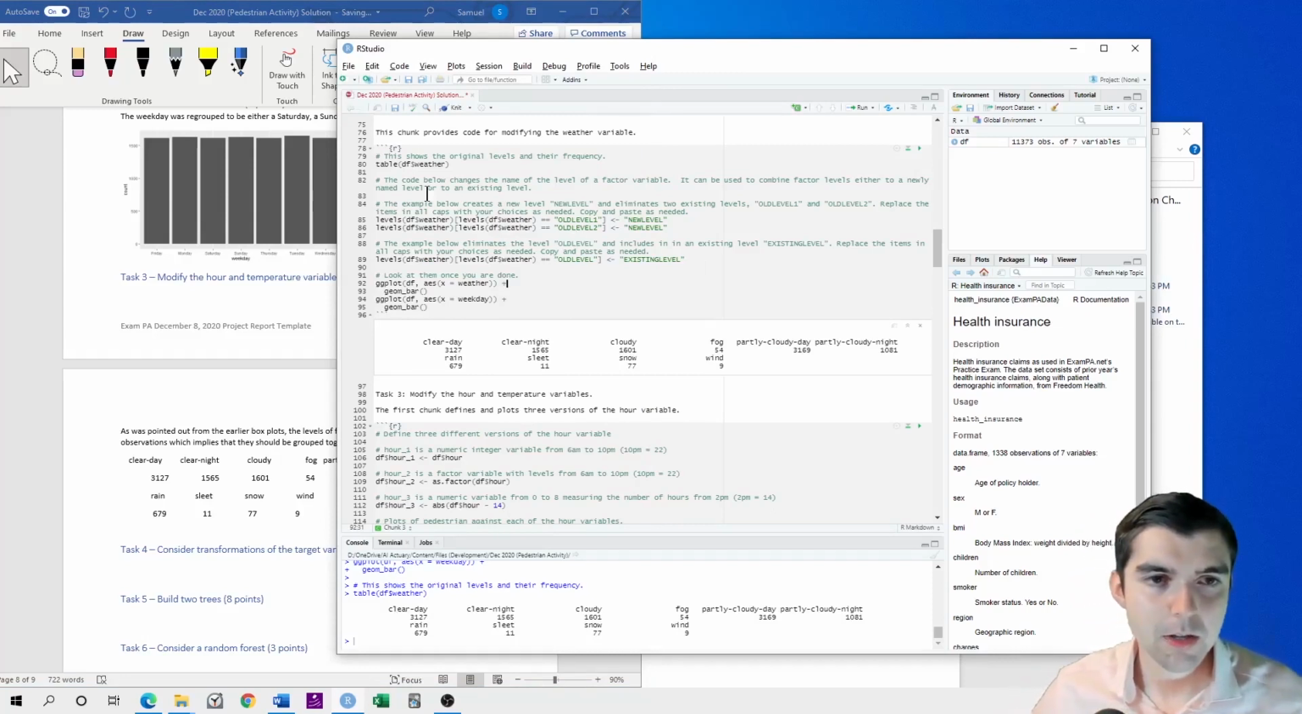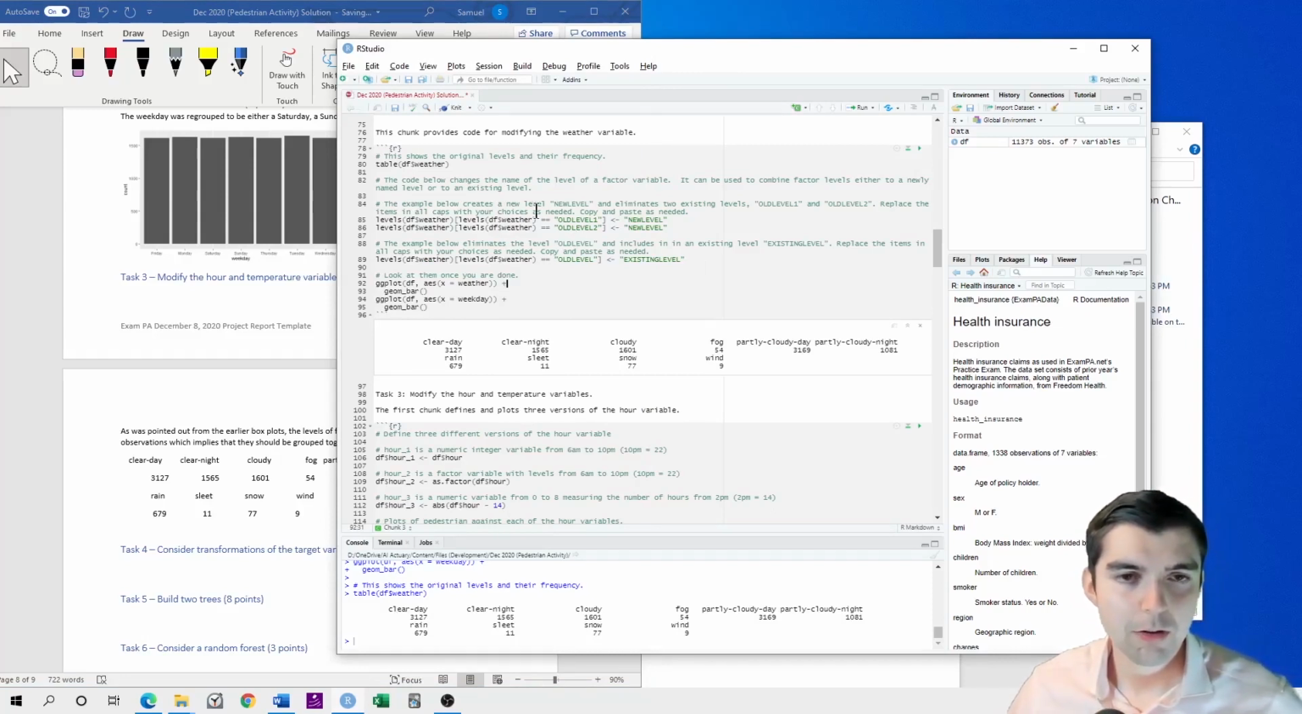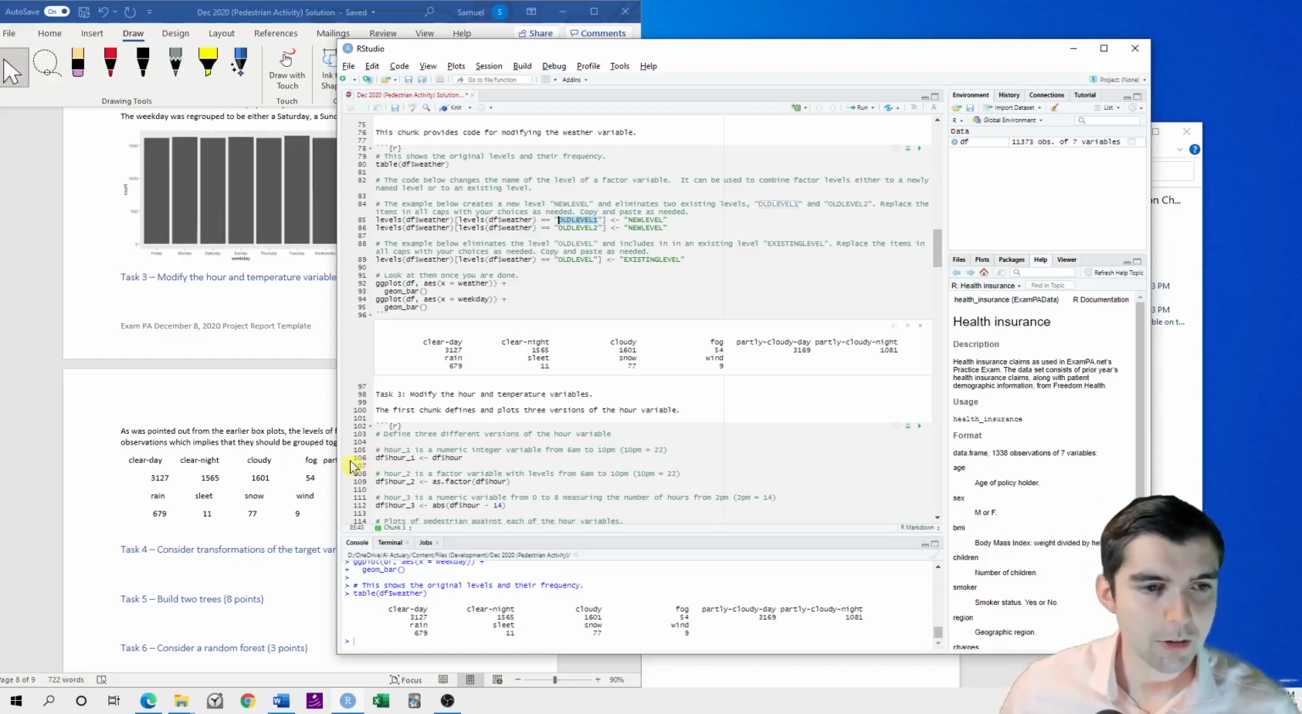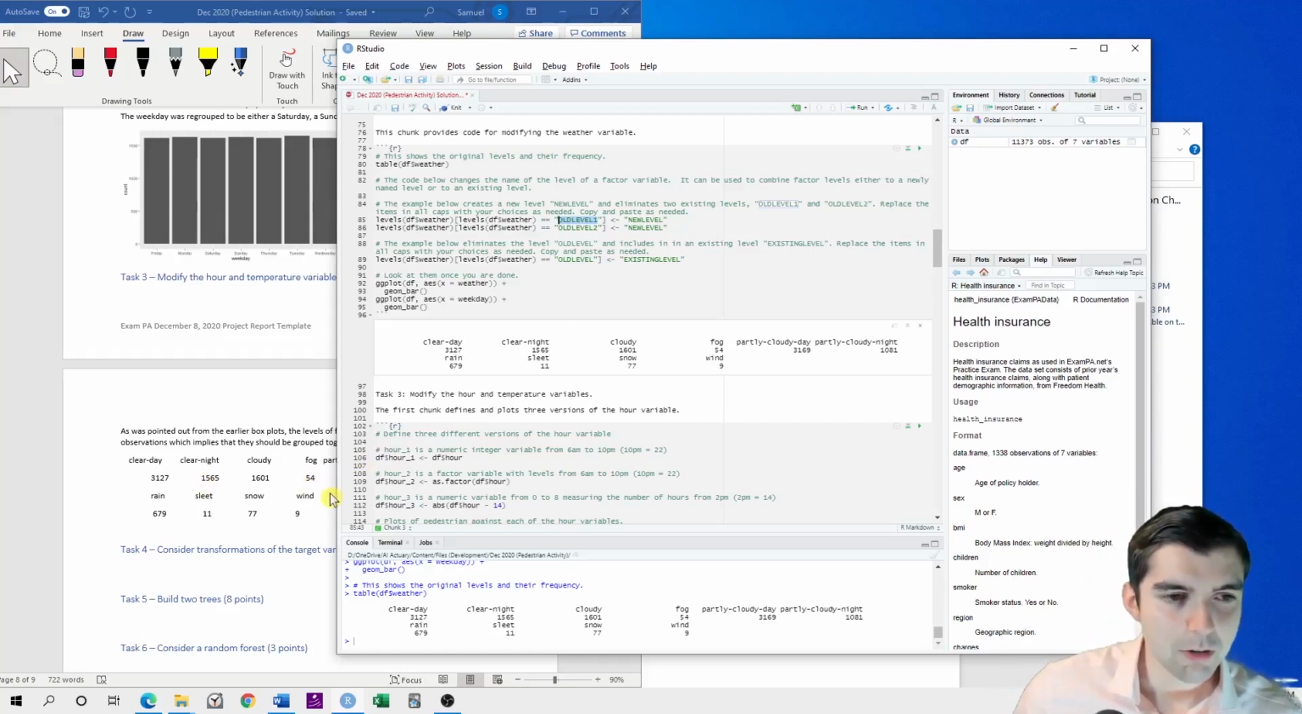And the example below creates a new level and eliminates 2 existing levels, old level and old level 2. Replace the items in all caps with your choices as needed. Copy and paste as needed. So if weather is equal to, so I guess how do I want to group these together? Like simply I could do day or night.